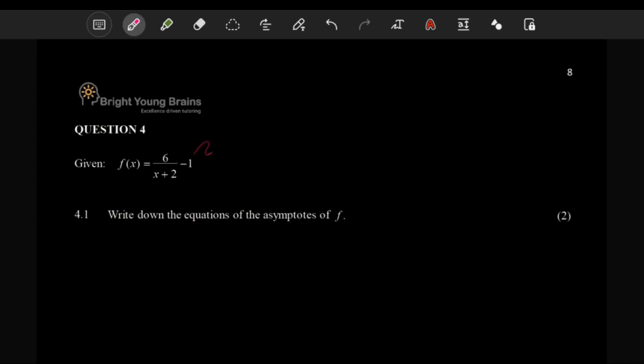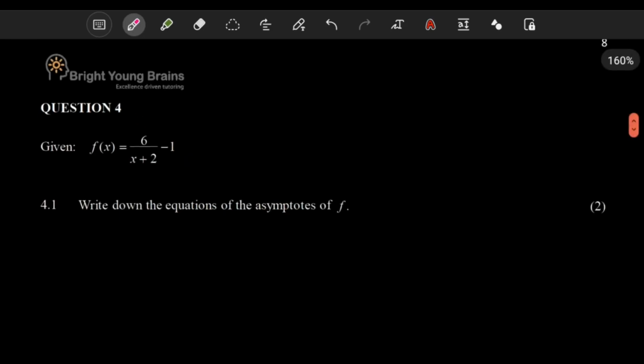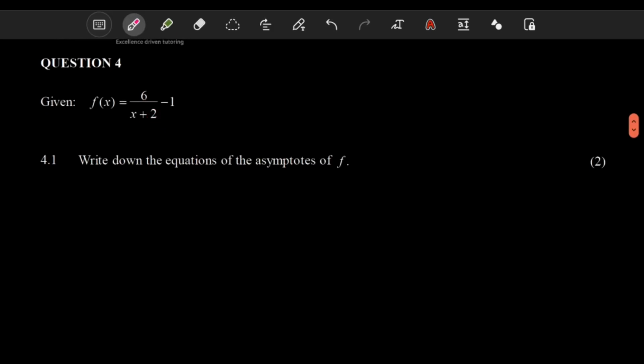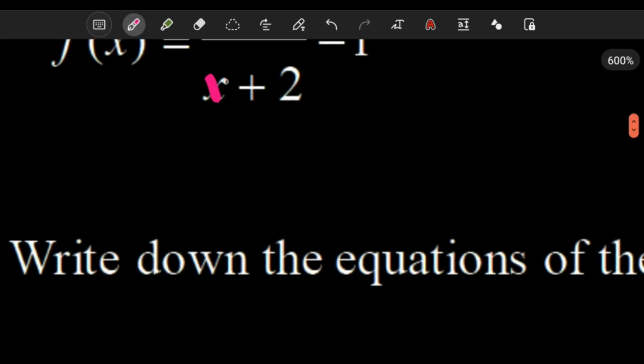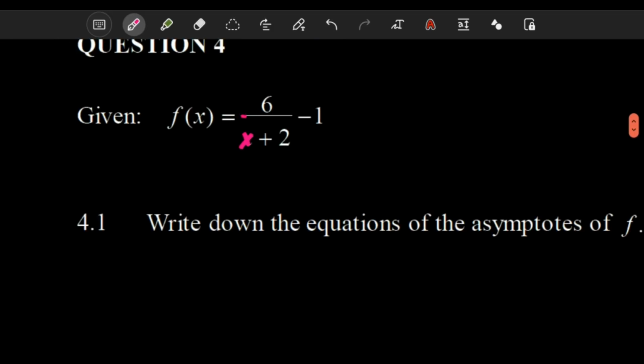It says here, this is a quadratic number pattern. No, bro. It's a hyperbola. I'm getting distracted here. This is a hyperbola because x is under the division line. You see, x is under the division line here.